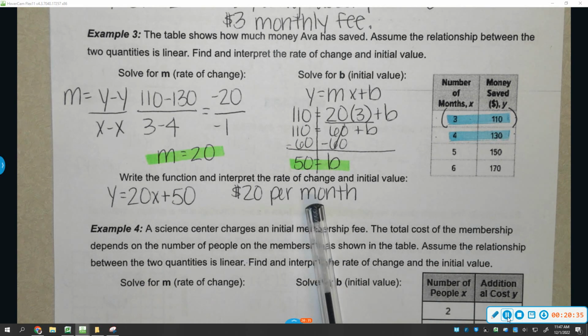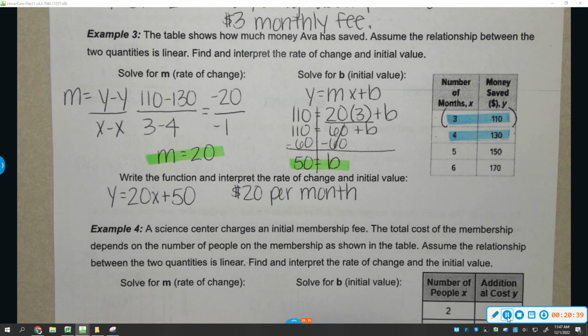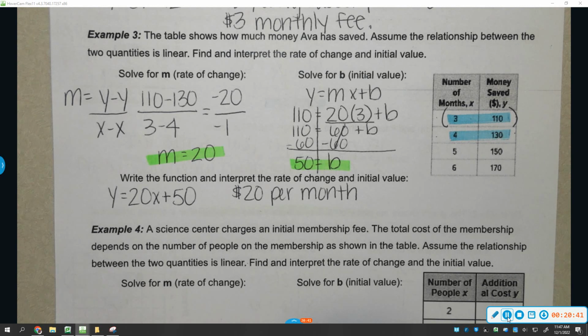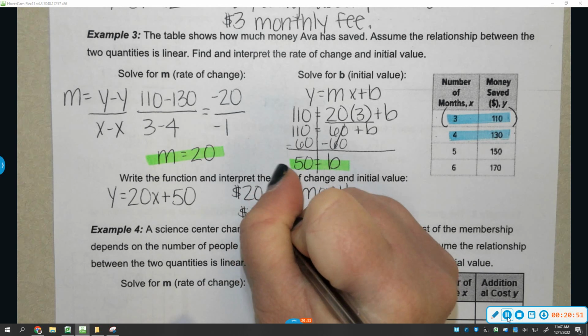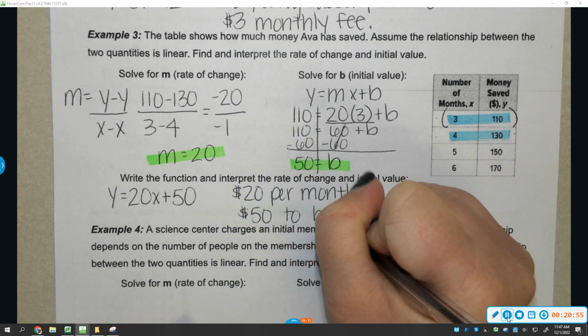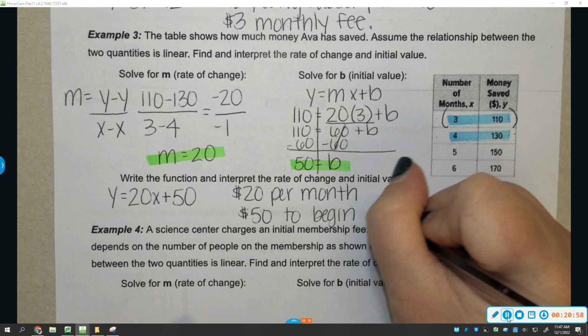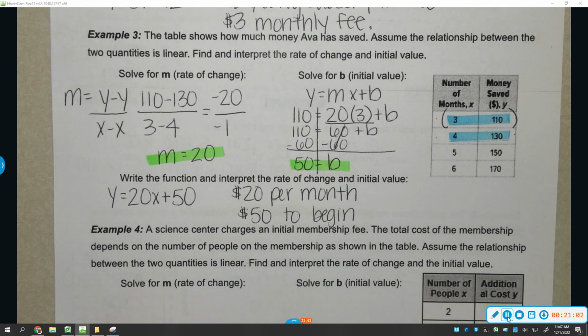So if she's saving $20 per month, what does the 50 stand for? What does the 50 represent? Not yearly, no. Think: initial value is what you begin with. So she started with $50. So $50 to begin. That's how much she had before she even started saving.